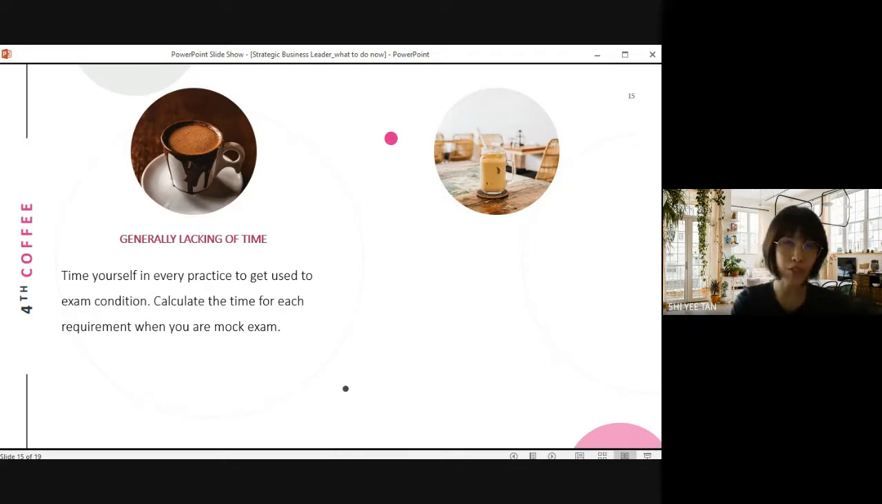It's perhaps because of time pressure that causes you not to be able to perform well, right? So you got to get yourself to familiarize with that kind of time pressure. You cannot make this situation be the first happening in your real exam. That is not going to help you at all, right? So you got to do it before your real exam to familiarize yourself with the exam condition. So you calculate the time for each requirement when you are doing mock exam.